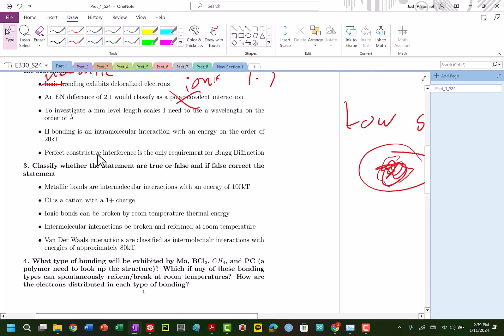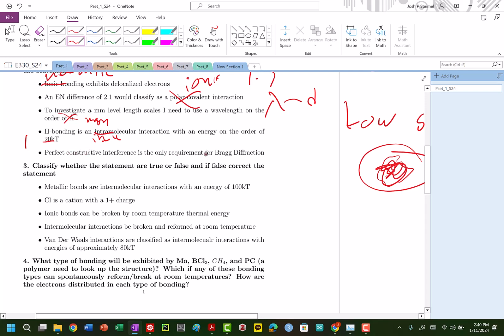To investigate millimeter length scales, I need to use a wavelength on the order of angstroms. No, I would need to use a wavelength on the order of millimeters, because if I want to investigate that structure, I need to make sure my wavelength is commensurable, or about the same size as the spacing or length scales I'm looking for. H bonding is an intramolecular interaction. Nope, it is intermolecular, and it has energy on the order of a kT or less than a kT.